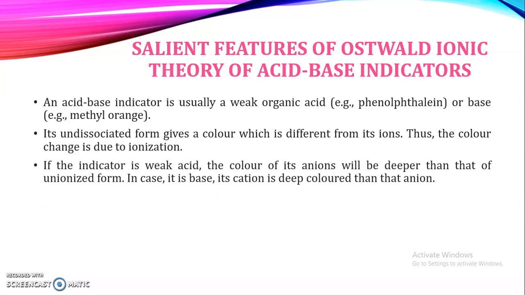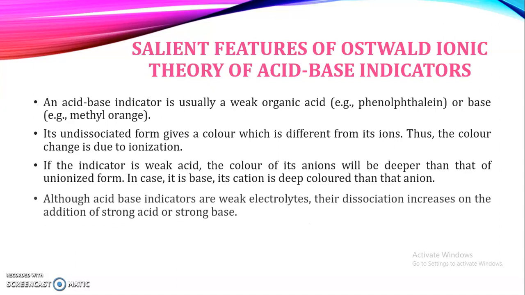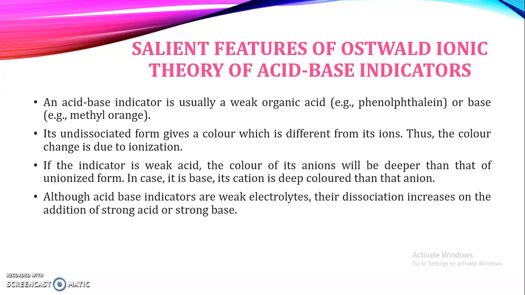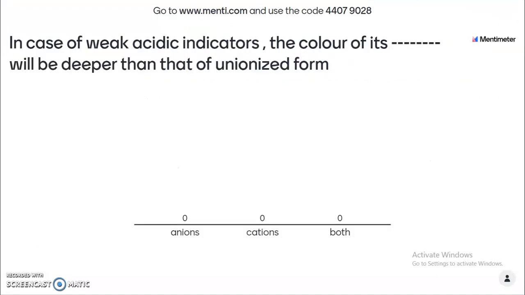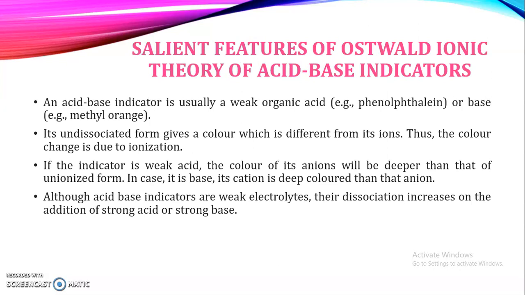If the indicator is a weak acid, the color of its anion will be deeper than that of the unionized form. This is very important. In case it is a base, its cation is deeper as compared to the anion. Although acid-base indicators are weak electrolytes, their dissociation increases on addition of strong acid or strong base. So these are the various salient features of the Ostwald theory.